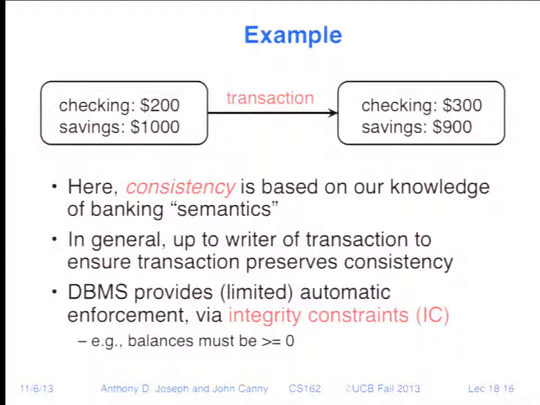So in other words, the writer is responsible for ensuring that an invariant holds, such as the sum of these two fields should be the same before and after. And then atomicity makes sure that all of the steps necessary to make that happen actually do happen.